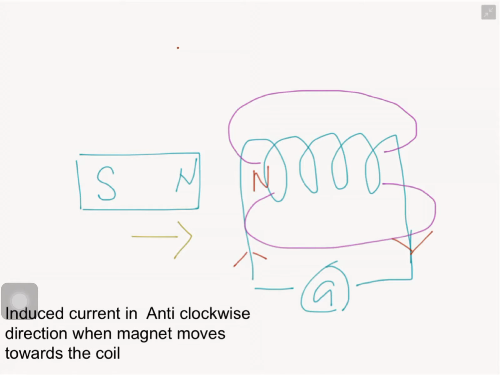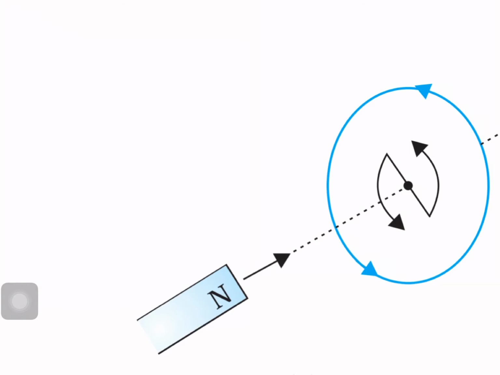Due to the repulsive force between the north pole of the bar magnet and the north polarity of the induced current, the movement of the bar magnet towards the coil is opposed. So the magnetic flux decreases. Hence, the direction of induced current in the coil is anti-clockwise. In the same way, you can use the diagram to identify the direction of induced current.